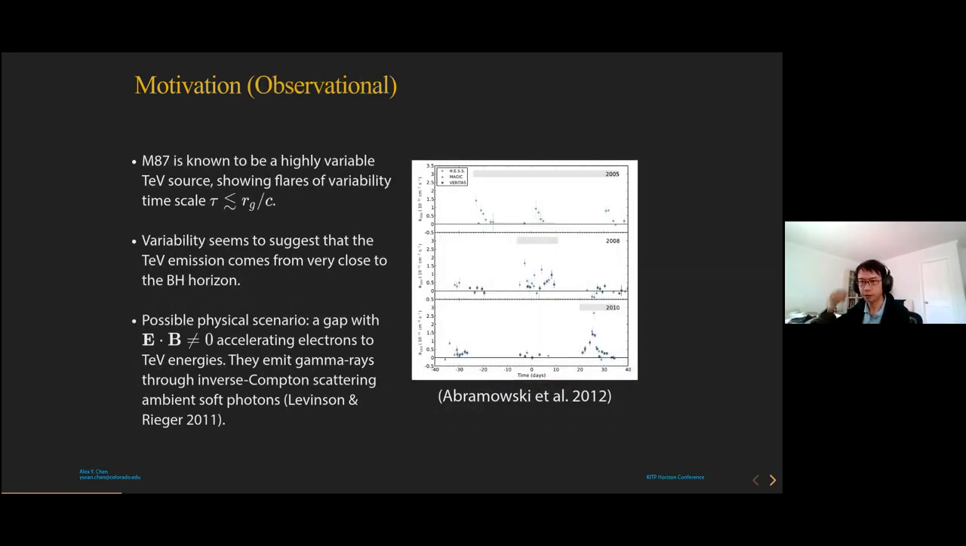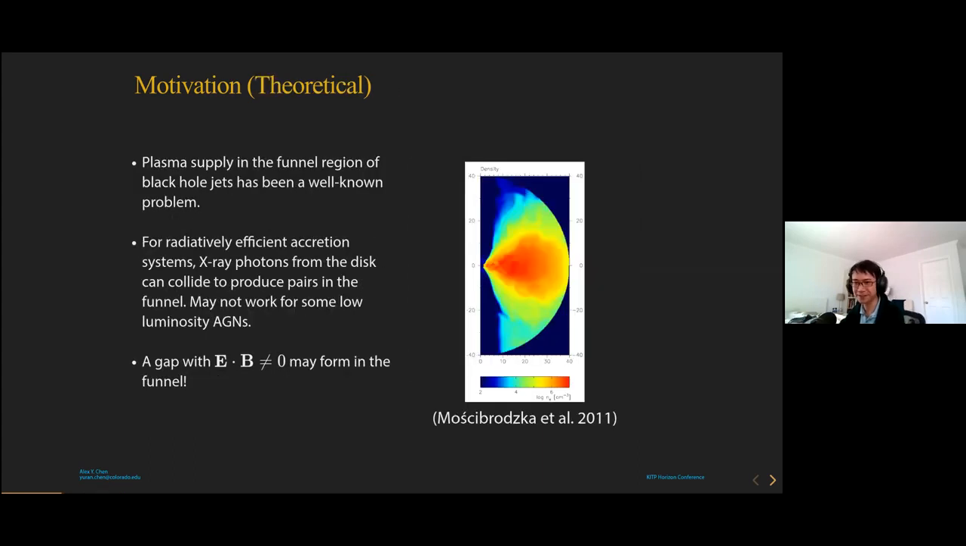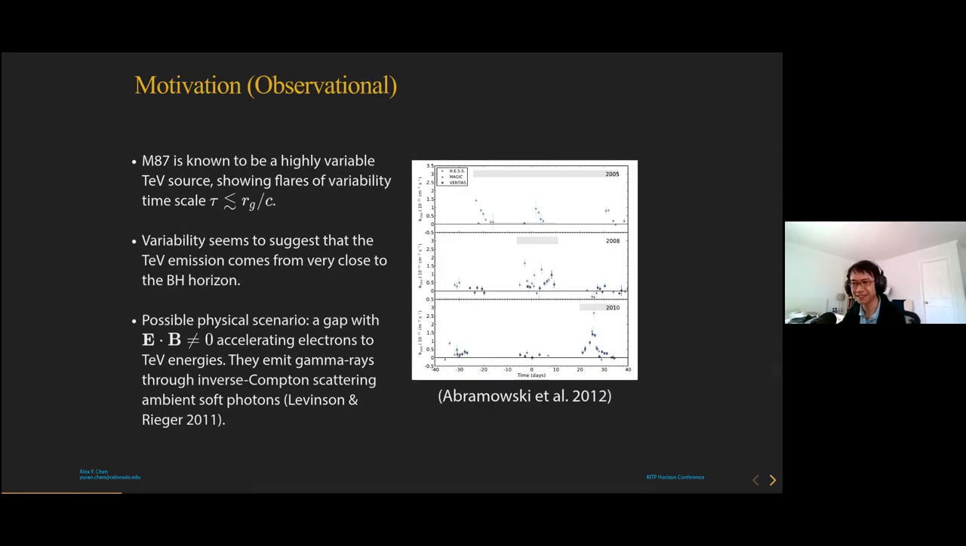There is also an observational motivation. This is for M87, which interestingly Monica said in that earlier paper that M87 does not do this, but we will come back to that later. M87 shows these TeV emissions that are very variable. They vary on the timescale of r_g over c, so it indicates that it comes from very close to the horizon itself.